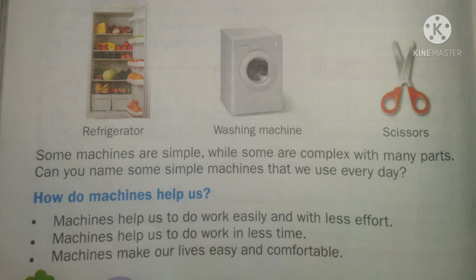Now you tell, what kinds of machines are you able to see at your home right now? You can see a refrigerator, it's a machine, a washing machine, or you can say your AC or your television, anything.